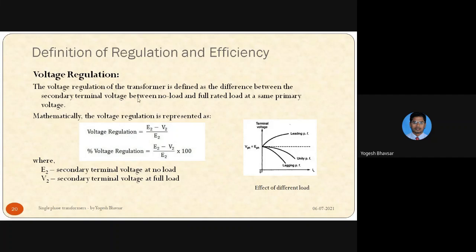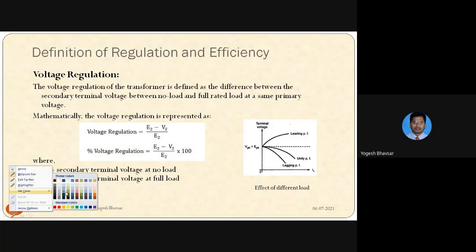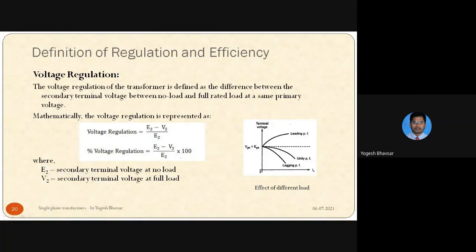Mathematically it is given by (E2 minus V2) by E2. In terms of percentage, we can calculate it as (E2 minus V2) by E2 multiplied by 100. So this is the percentage voltage regulation. Now what is E2? E2 is the secondary terminal voltage at no load. Remember this point. At no load, that means no load is connected to the transformer, the voltage we get at the secondary, that is E2.